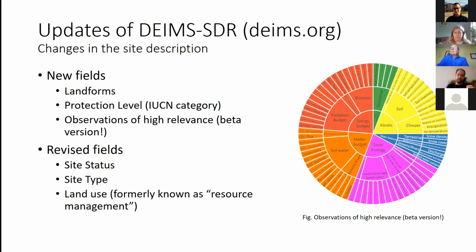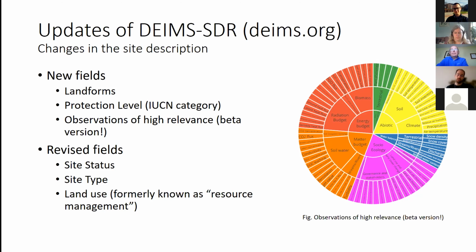If you fill in the site form and you provide information about the observations of high relevance, it will present something to you like the chart on the right-hand side. That's something only you can see when you're logged in for your own site. It's not something that's publicly available at the moment. I can also see that as an administrator, but it's not shared with the public at the moment.